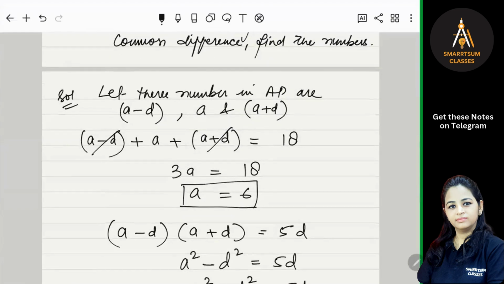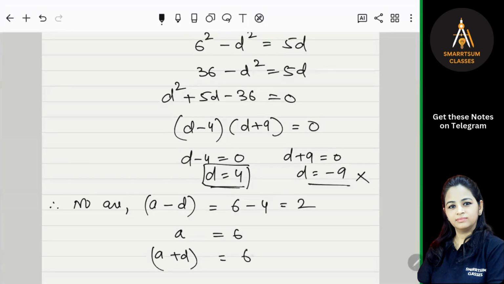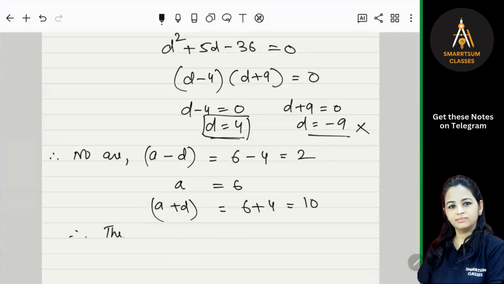Okay. So now the numbers are A minus D. That is A is 6, 6 minus 4, D is 4, that is 2. Then A is 6. And then A plus D, that is 6 plus 4, that is 10. Getting it? So in this way, we have got the three numbers. Therefore, the numbers are 2, 6, and 10. So these are the three numbers whose sum is 18 and the product of the first and third number is 5 times the common difference.